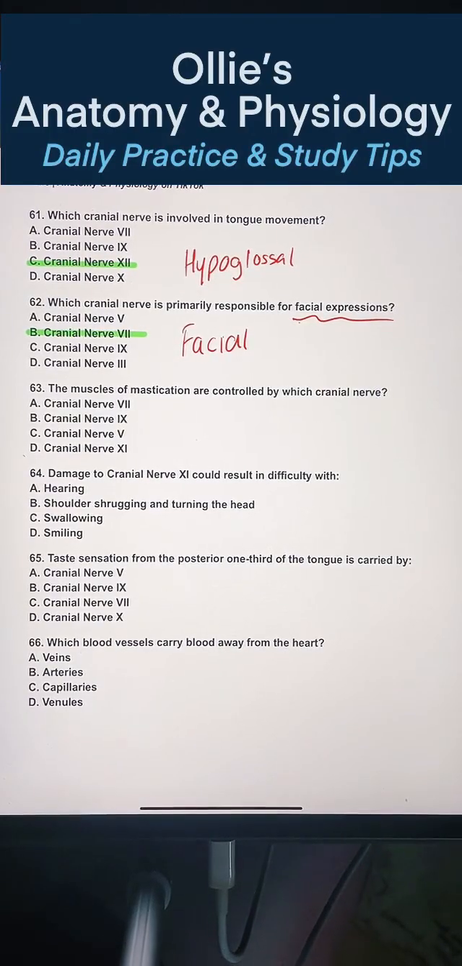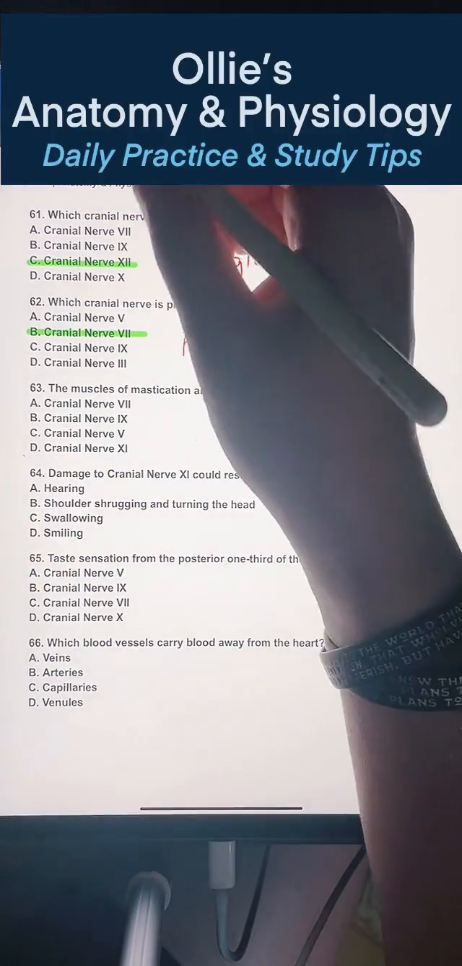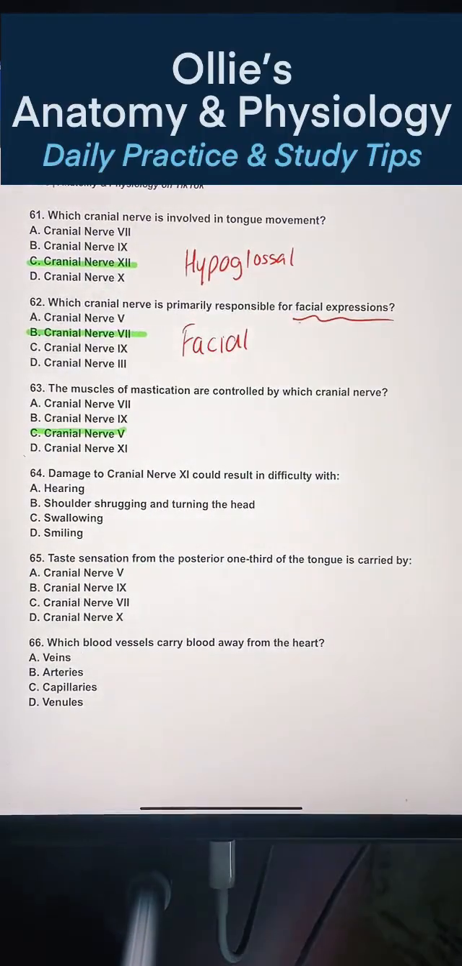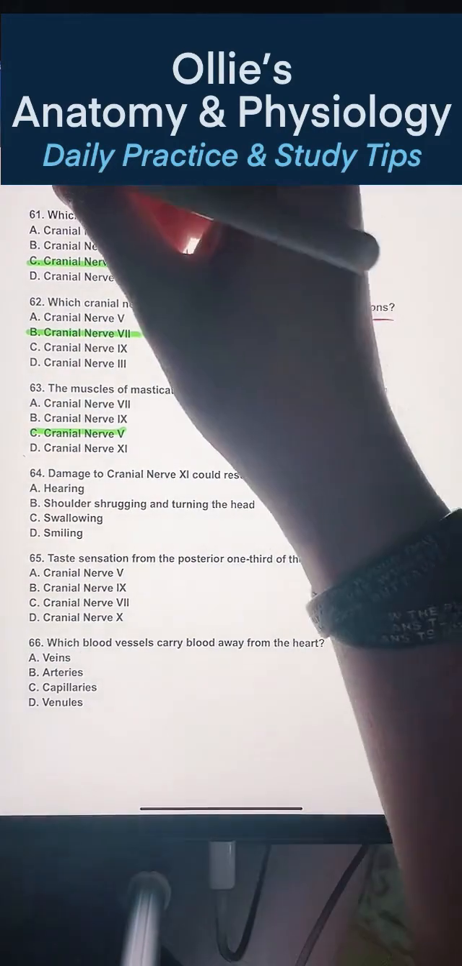Number 63, the answer is C. It is cranial nerve 5. Cranial nerve 5 is going to be our trigeminal nerve.